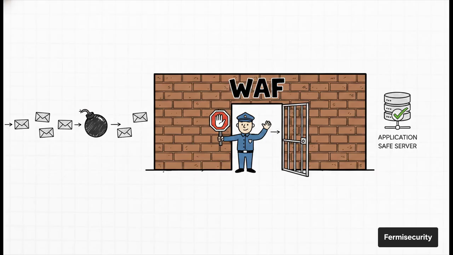And on top of all that, you can add another layer of security, a web application firewall or a WAF. Think of a WAF like a security guard standing at the front door. It inspects all the traffic coming into your site, and if it sees anything that looks like a known attack, like those single quotes and double dashes, it blocks it before it can even get to your application.